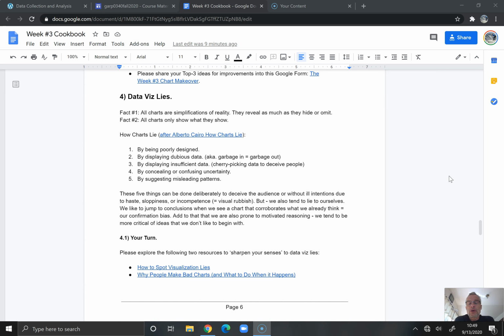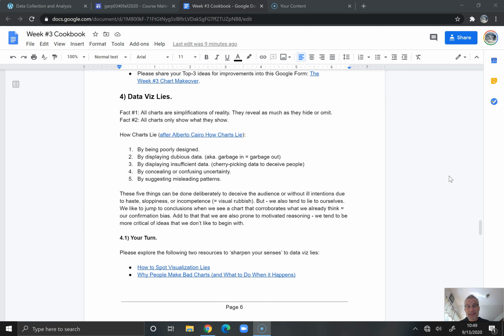Number 4, by concealing or confusing uncertainty. Not a huge one, right? Every data point, every line you see is not really a line or a point. It's sort of a fuzzy area, right? Data aren't perfect. There's always error bars associated with data, and we hardly ever show those error bars or uncertainties in a chart. We have a crisp line that shows something, right? Or a bar or a pie, and it's crisp and clean, right? Data are never that way. And then number 5, by suggesting misleading patterns, right? So that's another one. So be aware of this.